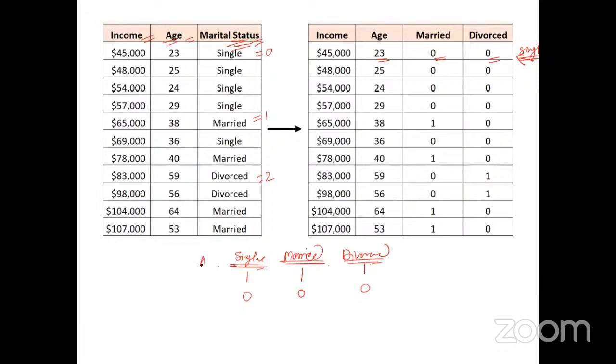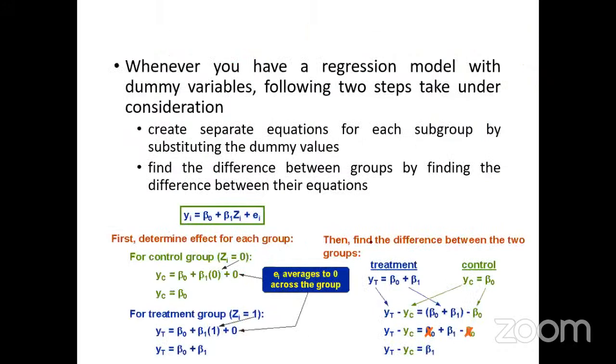Then we have to run the age with single, age with married, age with divorced. We have to run a separate equation for each subgroup category, substituting the dummy variable. Then we have to find the difference between these groups and their equations. This is the procedure we have to follow while applying the dummy variable.